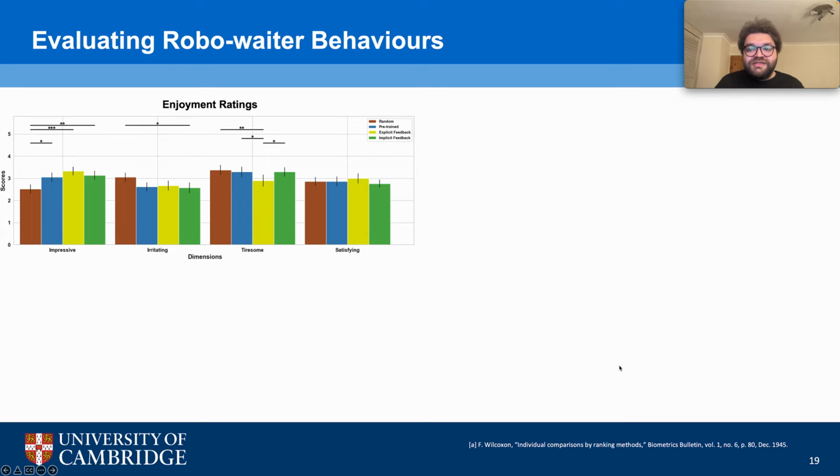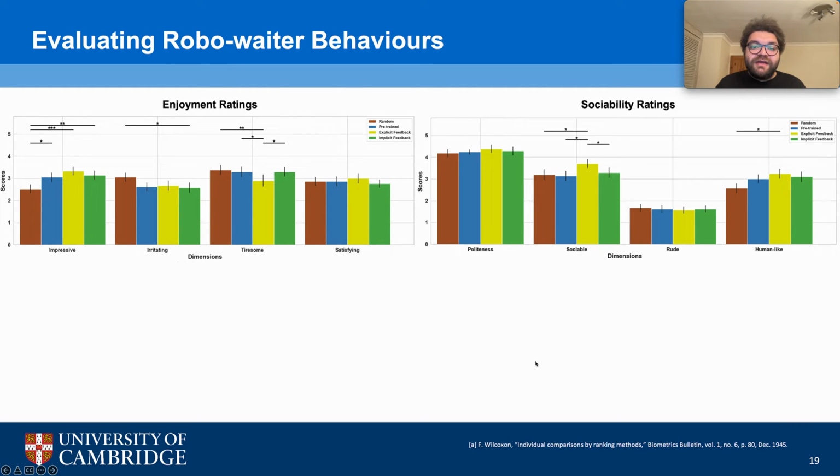For enjoyment ratings, we see that adapting with explicit or implicit feedback results in overall improvements. Pre-training also on average improves over using static behavior. For sociability ratings, we see an overall increase in ratings across dimensions under pre-trained or adaptive conditions. In particular, using explicit feedback significantly increases the sociability of the interactions.